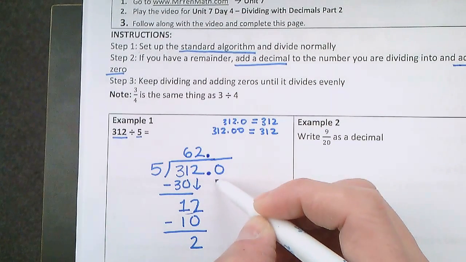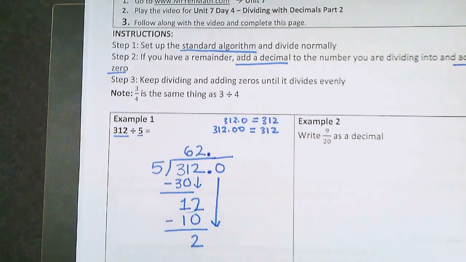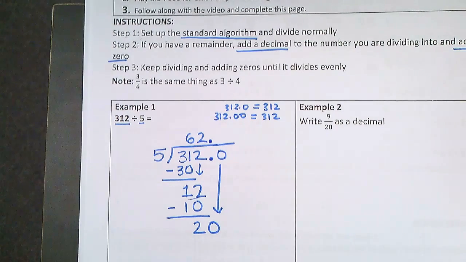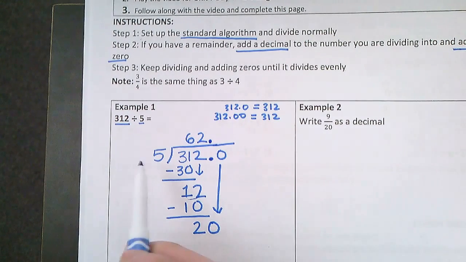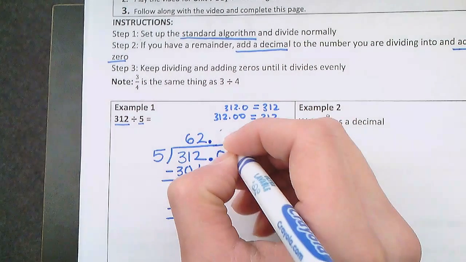And so this 0 that we just added after the decimal, we can bring that down here. So now we change this 2 into 20. And then I think, how many times can 5 go into 20? 4 times.